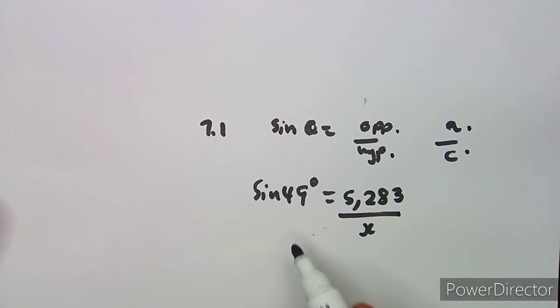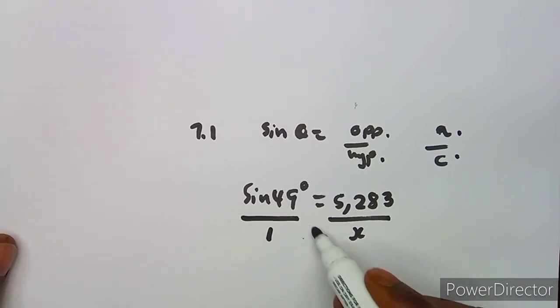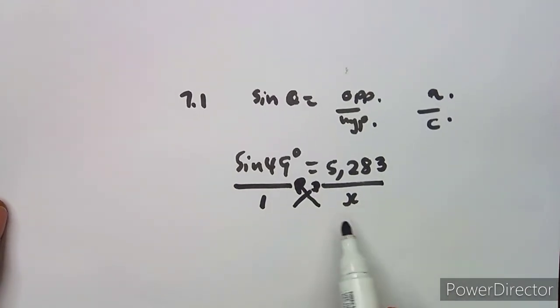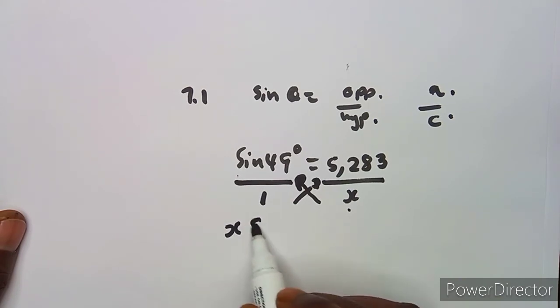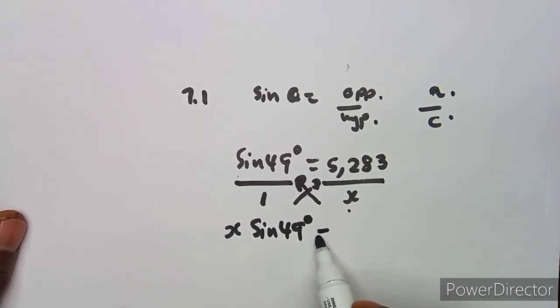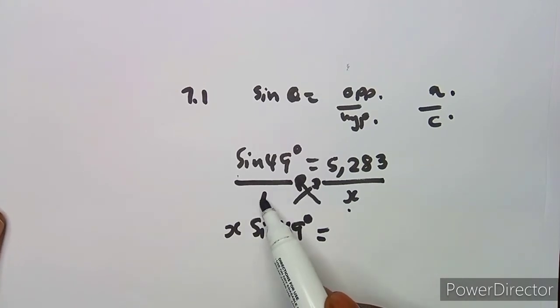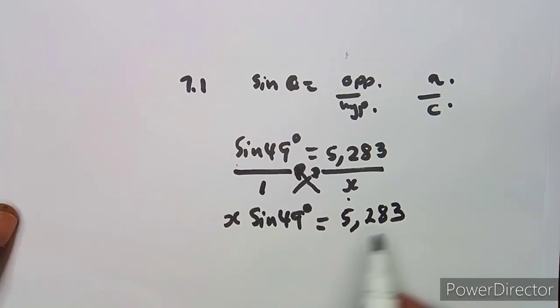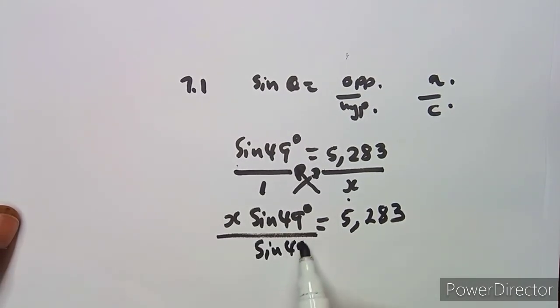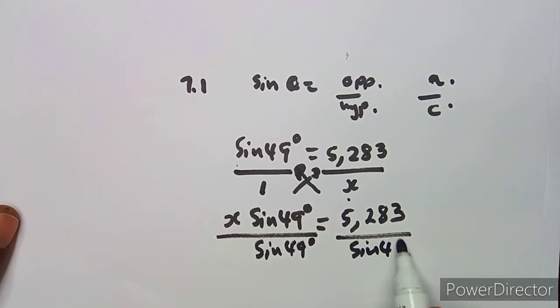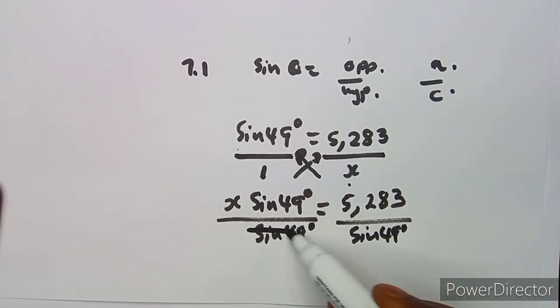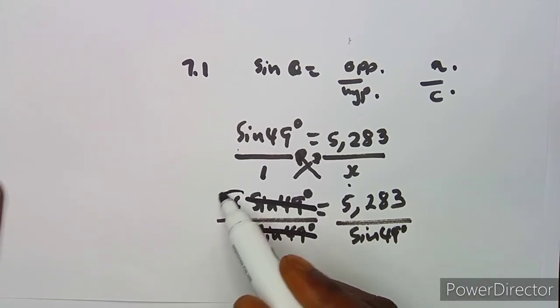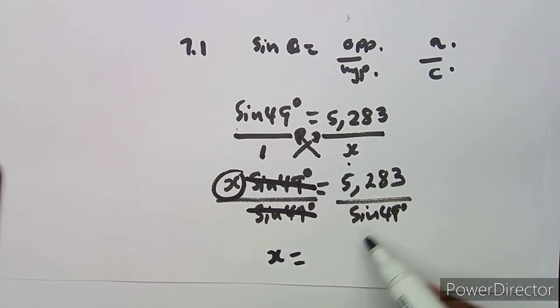So working out cross multiplications and so forth, so that we can actually calculate that X, we can cross multiply here, which is going to give us X times sine 49, which is X sine 49 degrees, equal to 1 times 5,283. Then we divide by sine 49 on both sides so that this can cancel and you remain with X.